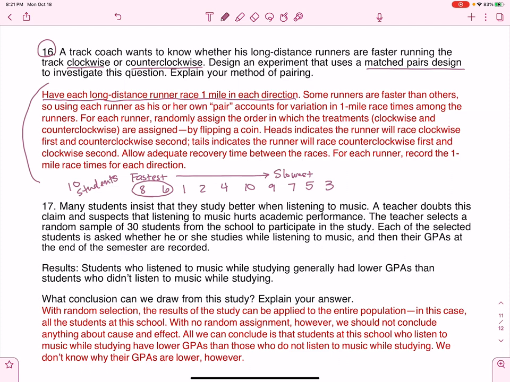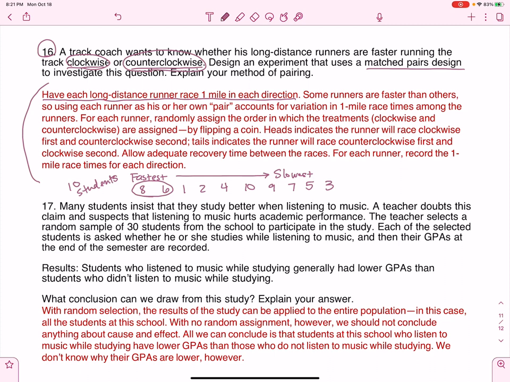And what I'm going to do is I want each of them to experience both of the track running clockwise and counterclockwise, because remember, this is a matched pair design. So I'm going to pair people up. I'm going to randomly select one of them to do it one way while the other one does it the other way. Then they're going to switch. So I've got both of the people in the pairs experiencing both treatments.